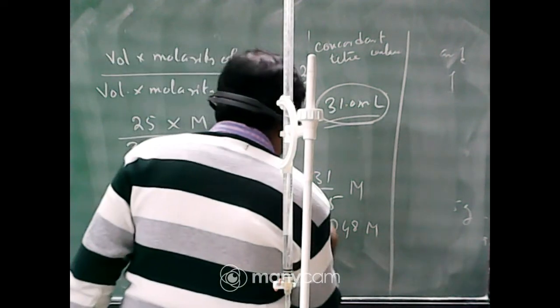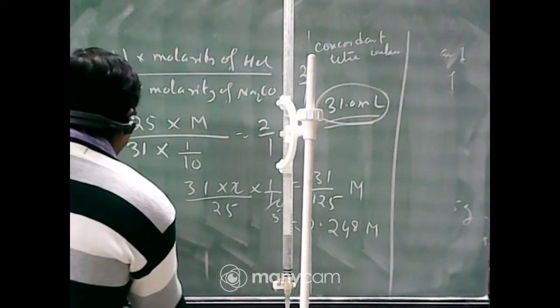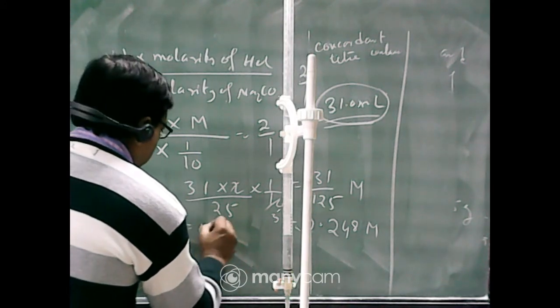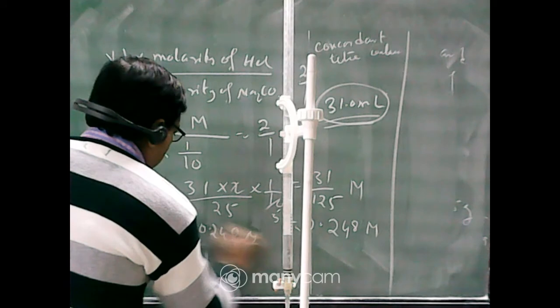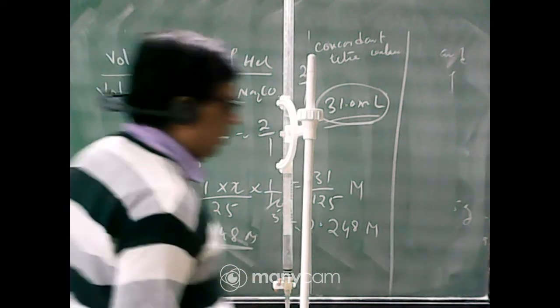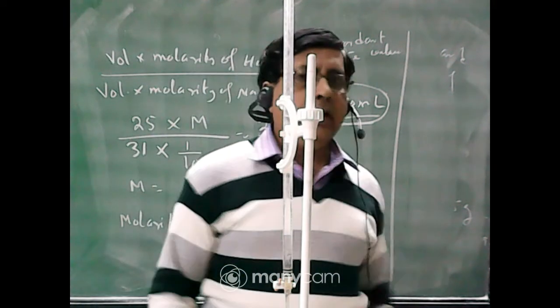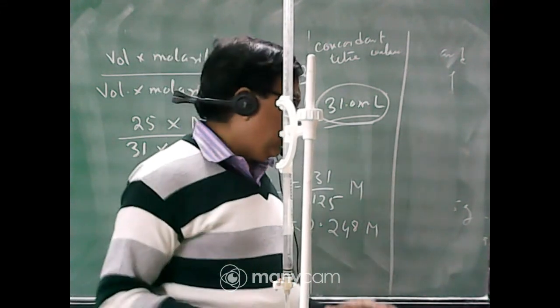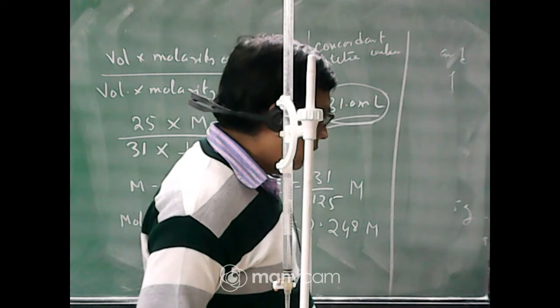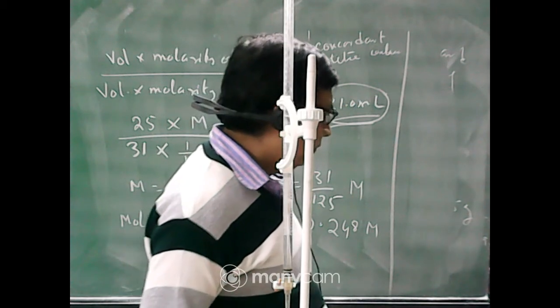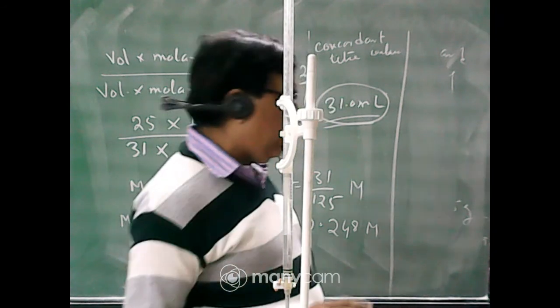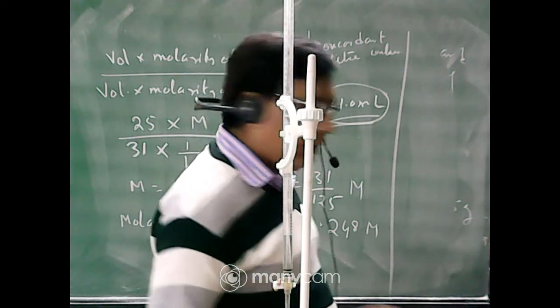Now HCl is a monobasic acid. So molarity equal to 0.248 molar. So in this way we can calculate the strength of unknown acid solution. Okay. Hello student, understood? Have you any question regarding this titration?